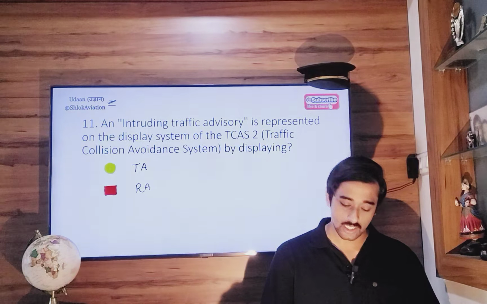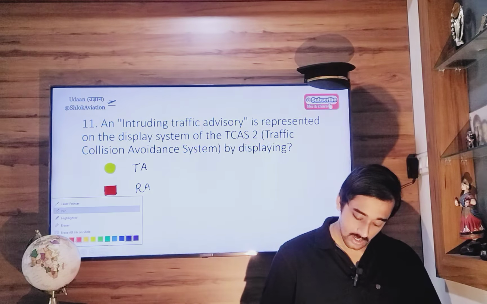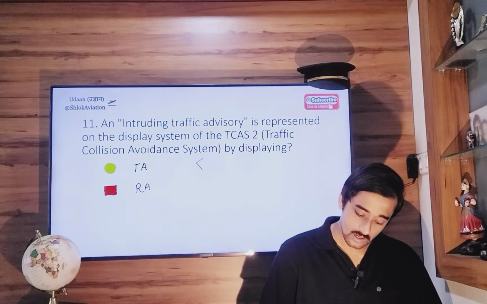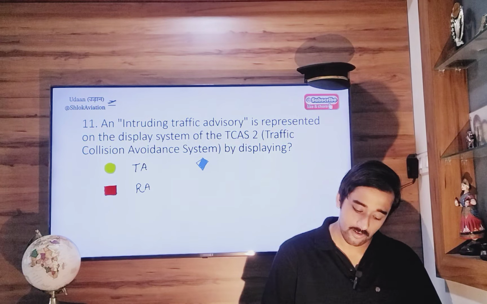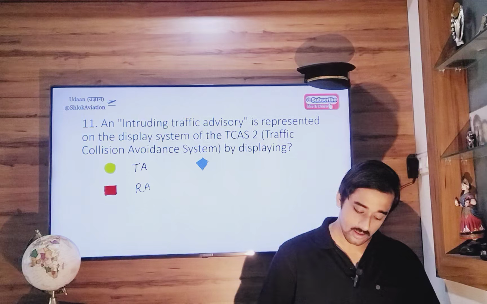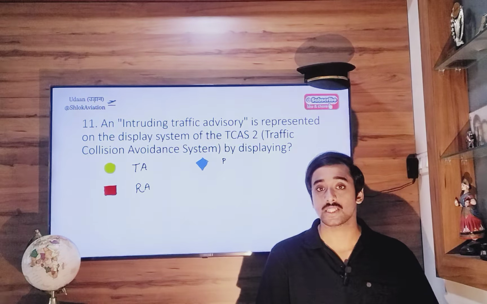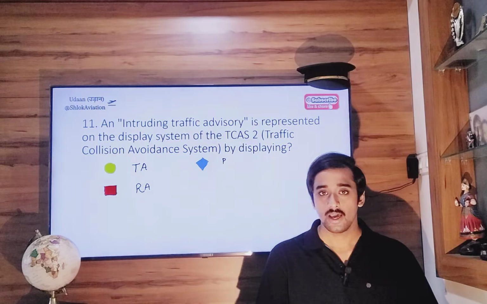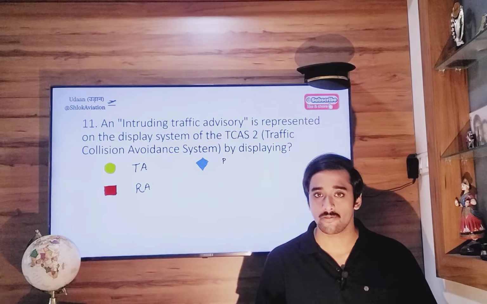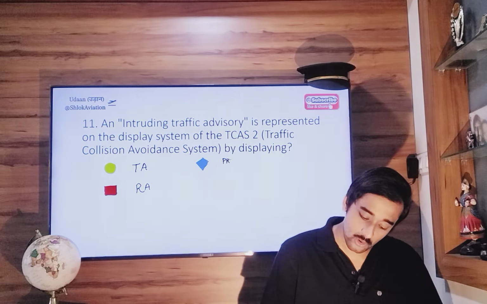Next, proximate traffic will be represented by a filled diamond. Proximate traffic means traffic which is within 6 nautical miles from your aircraft and plus or minus 1200 feet. So that is called proximate traffic.